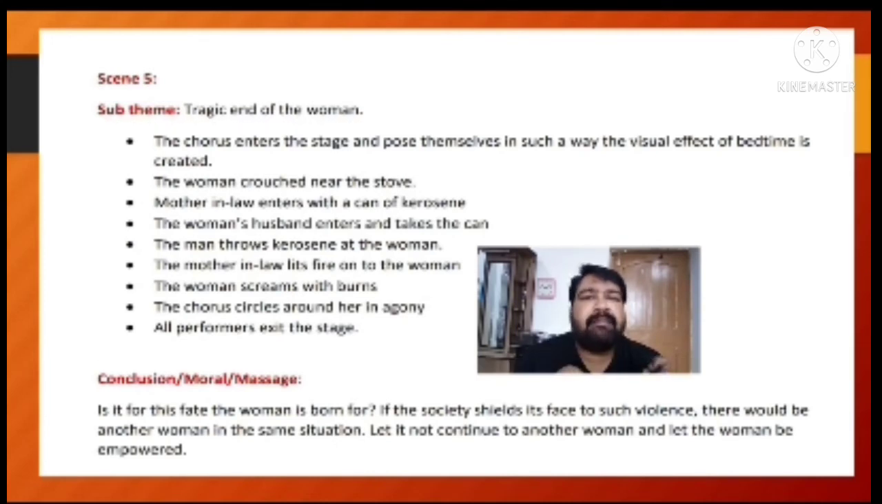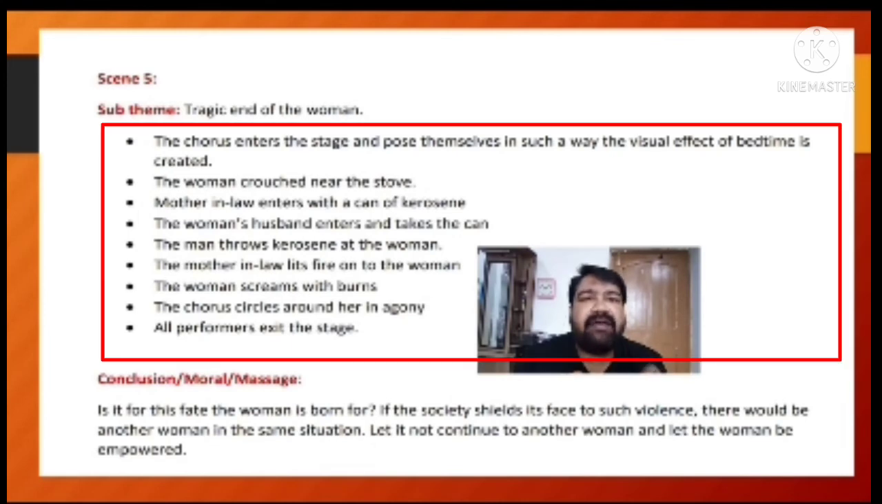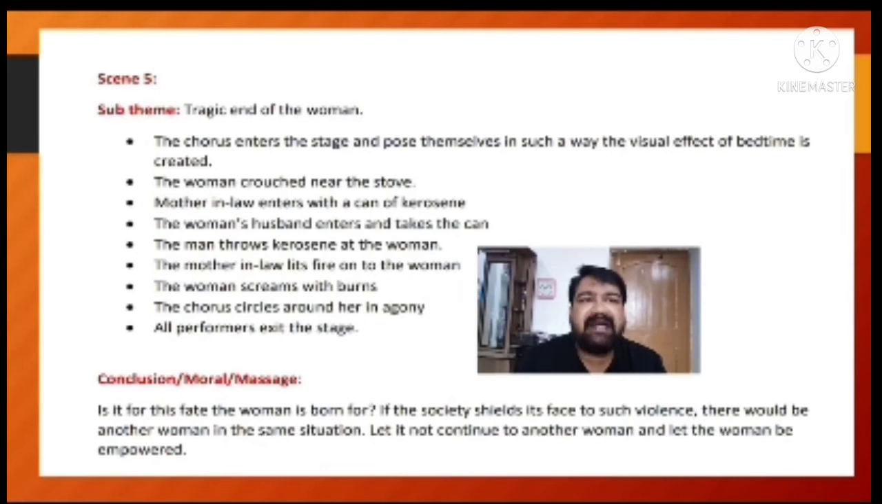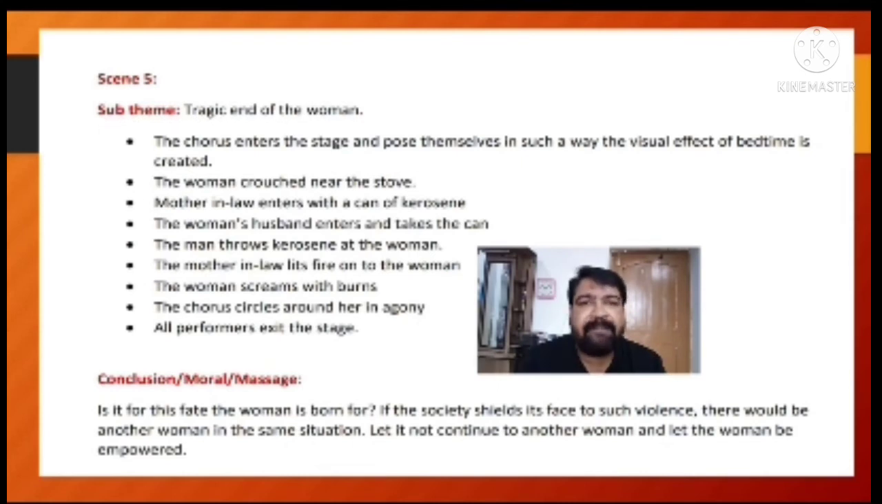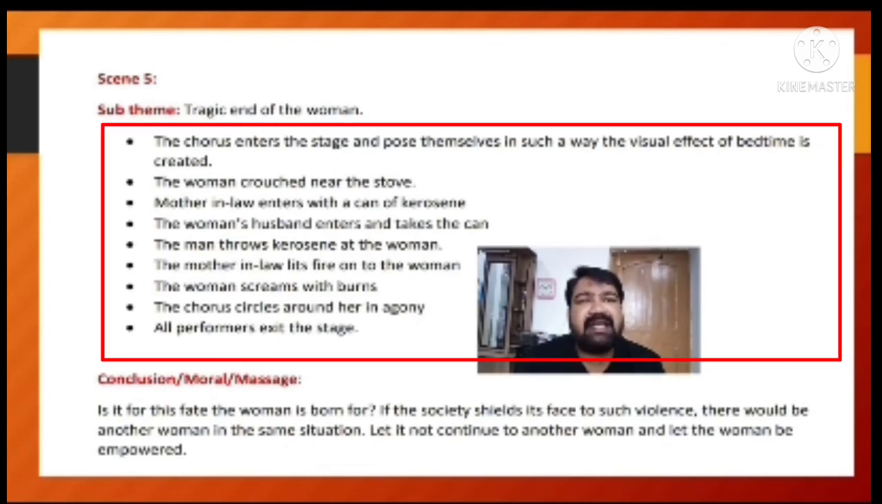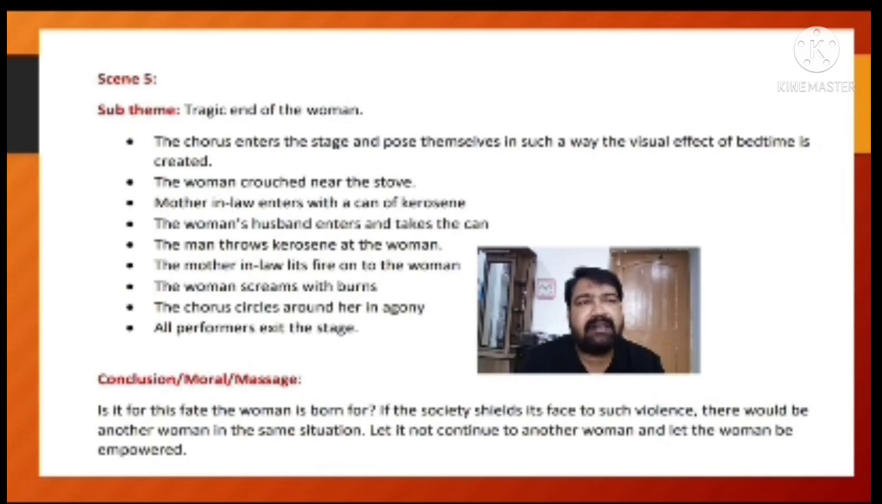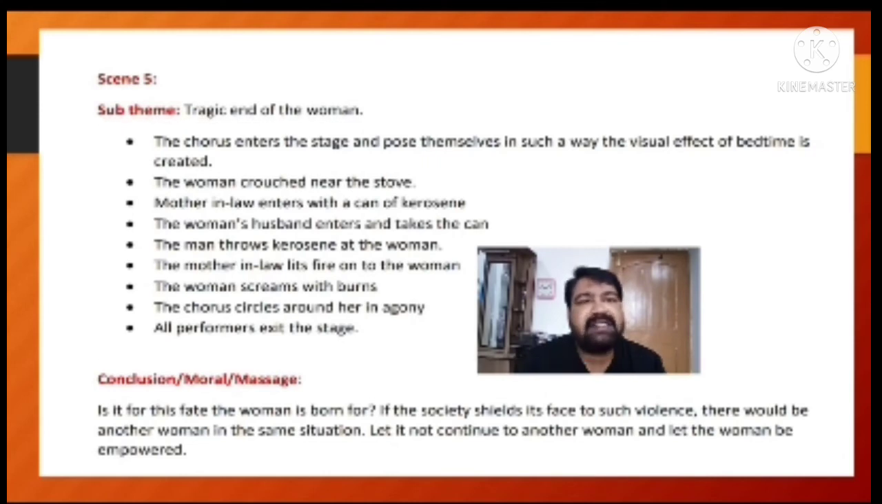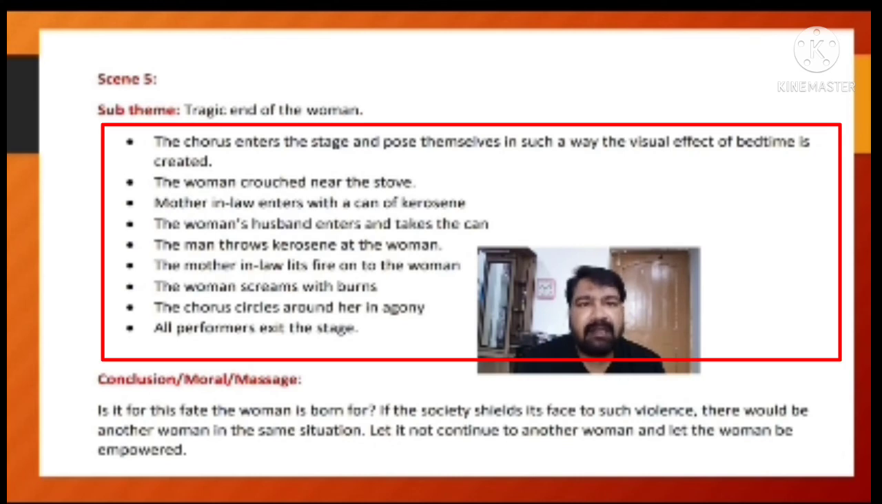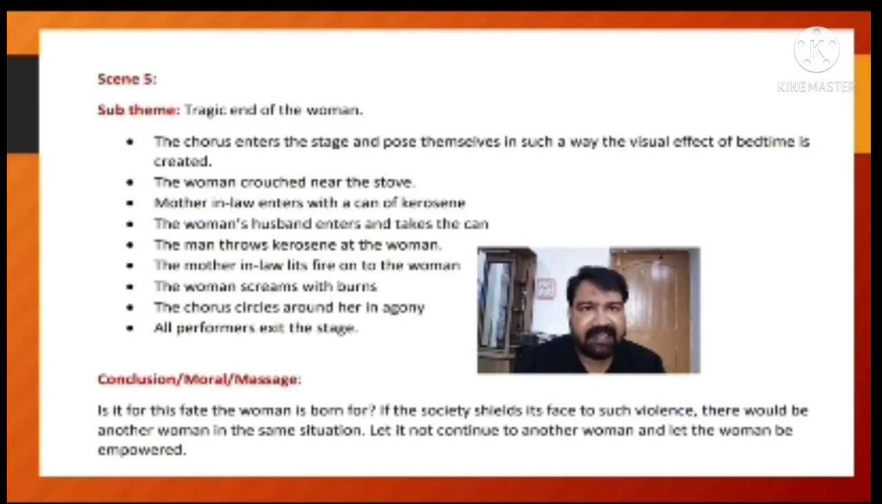After that, mother-in-law enters with a can of kerosene. Then the woman's husband enters and takes the kerosene can. Then after, the man throws kerosene at the woman. After that, the mother-in-law lights fire onto the woman. Then after, the woman screams with burns. After that, the chorus circles around her in agony. After that, all the performers exit the stage.